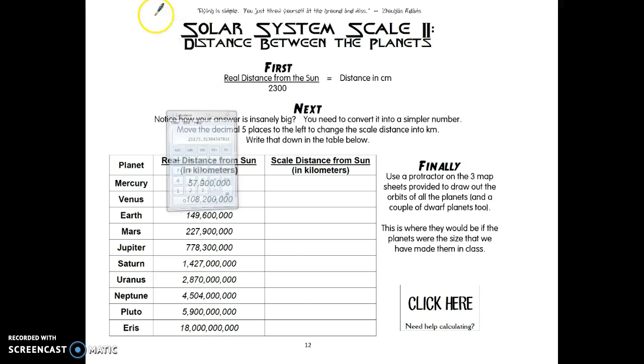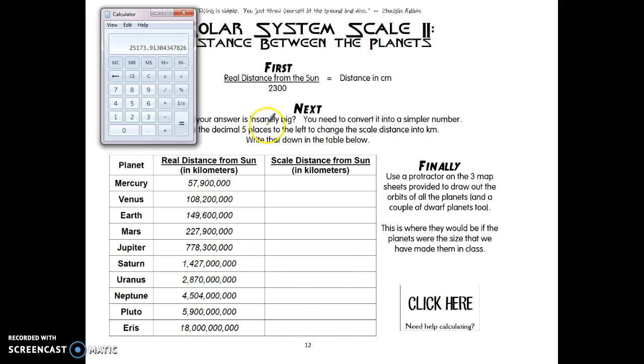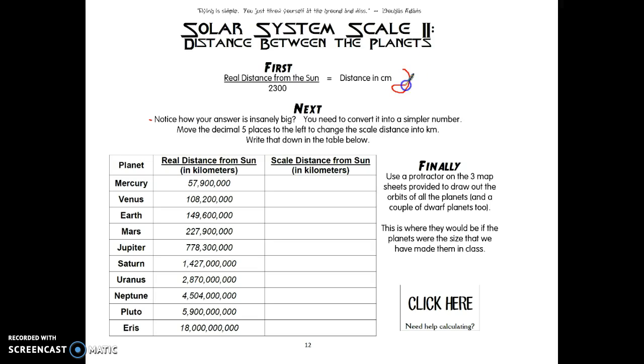And you'll notice that that's exactly what's anticipated here in the directions. It says, notice how your answer is insanely big. You need to convert that into a smaller number. The directions also say to move the decimal 5 places to the left to change the scale to kilometers. So if you look here, I'm not going to do a very good job of drawing. Let's try that again.